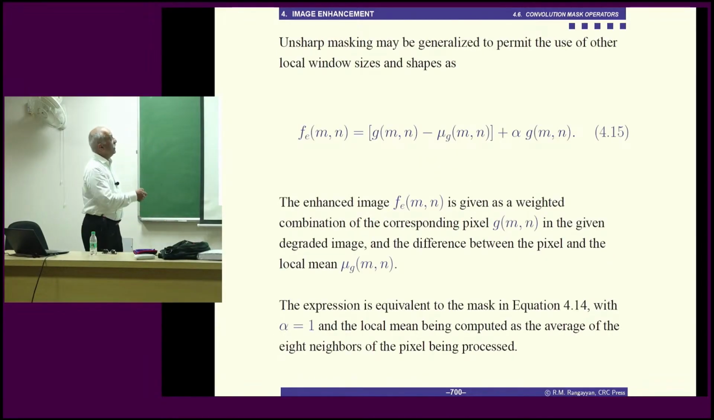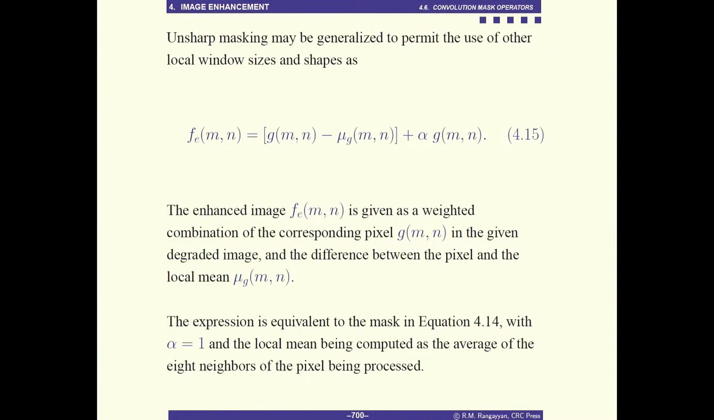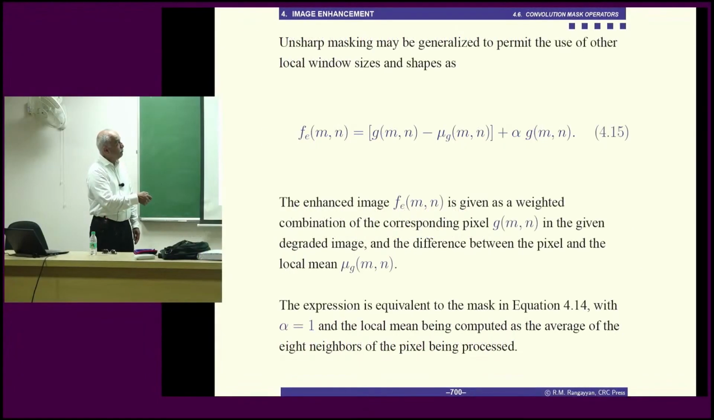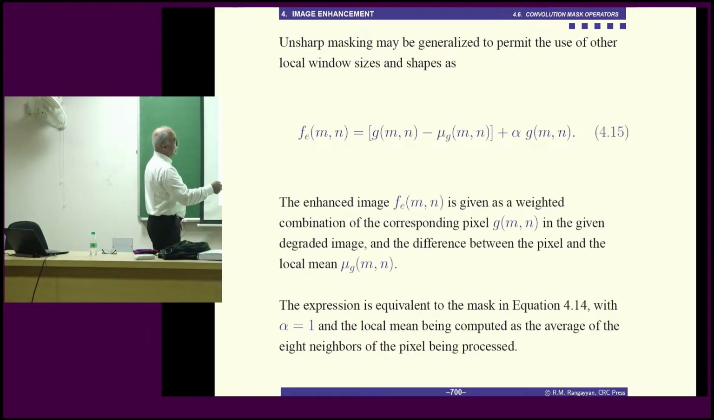You can also write it in this format, as we had seen in some of the filtering techniques. There is a combination between the input signal, g(m,n), and a high-pass version, g(m,n) minus mu_g. Signal minus mean is like a high-pass filter, plus alpha. Previously we had the mean here, with alpha being some ratio of standard deviations or variances. So here it is the original image. Original image plus its derivative with some controlling factor.